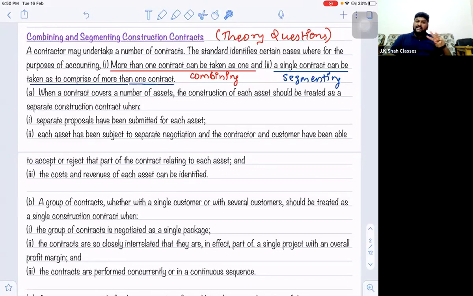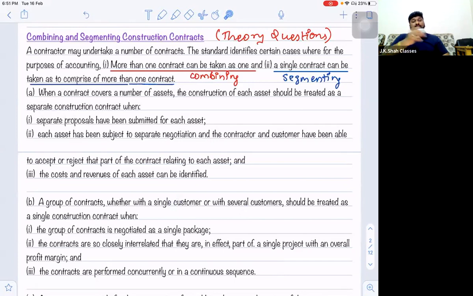So if these 3 conditions are satisfied, then the 3 buildings, as 3 separate contracts that I have signed, will be considered as one single contract for the purpose of accounting. So Whitefields, High Tech City, BKC, all the 3 assets are at 3 different locations and I have signed 3 different contracts. But for my accounting purpose, all these 3 contracts will be taken as one single contract. Now, this is with respect to only one single customer.